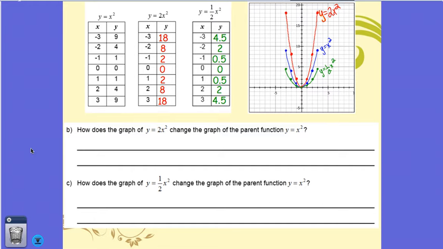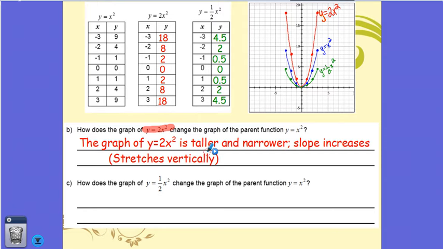Okay, now we're being asked, how does the graph of y equals 2x squared, this is our red graph, the second table, change the graph of the parent function? So this red graph, there are many things that you can probably see. The graph is taller, it's narrower, its slope increases, it has a steeper slope, and we can call this a vertical stretch. It stretches out vertically. Remember, vertically goes up and down, so it stretches out, up and down.